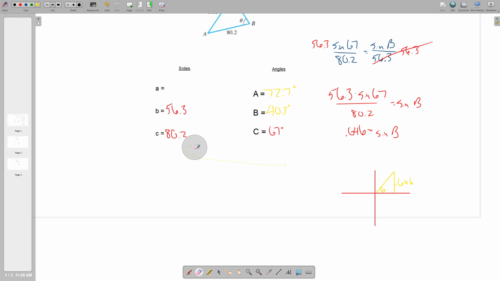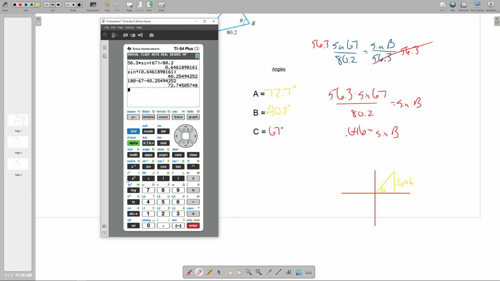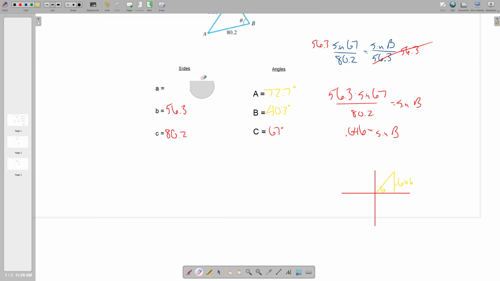All right, now what we're gonna do is, let me type that in. Well, A. Okay, 72 point. It's a good idea to always check your answers. I feel like I'm one off. Plus 40.3 plus 67 is. All right, okay, we're good. Never mind. All right. We also have to find side C.